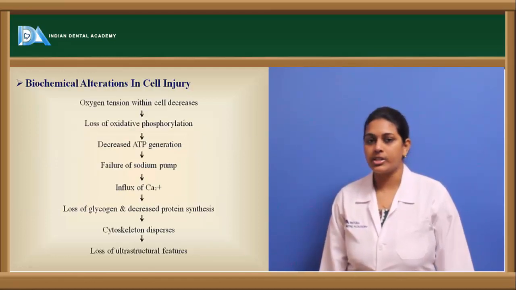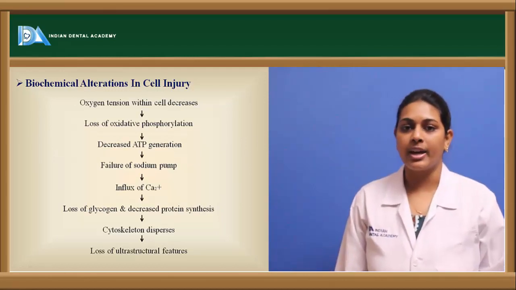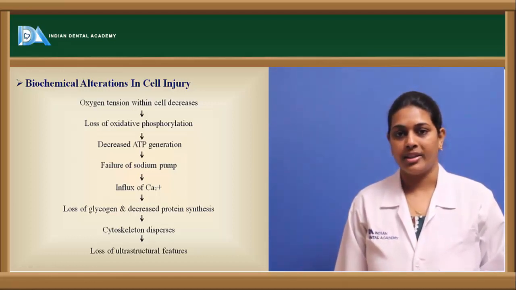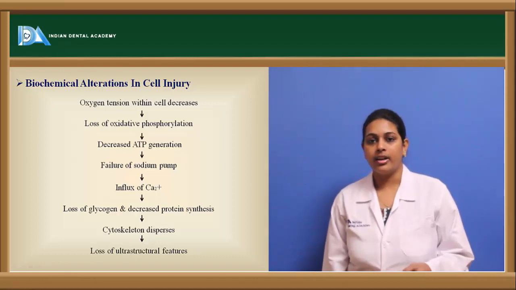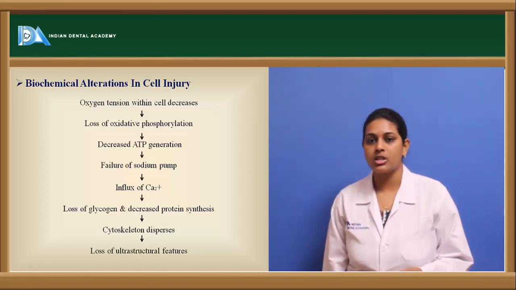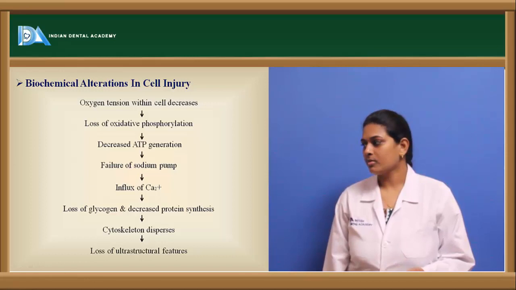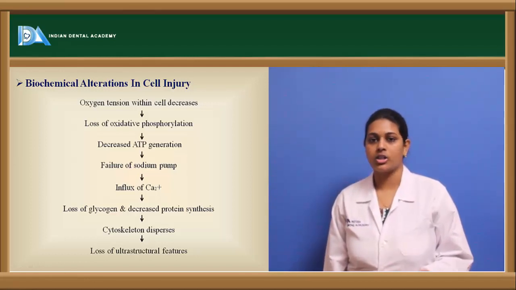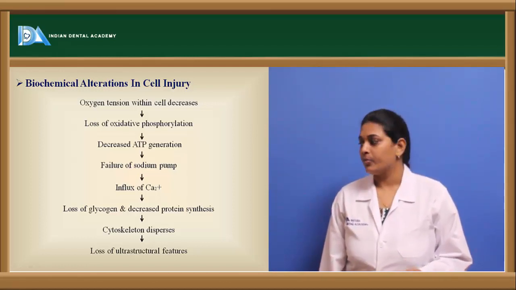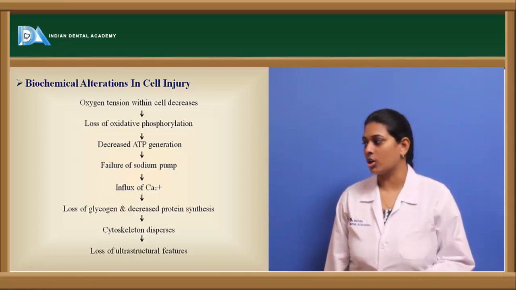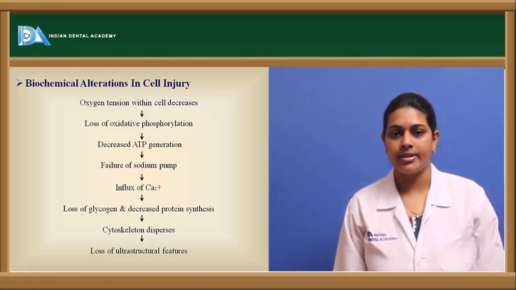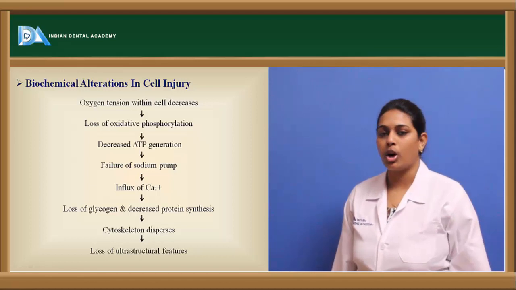Coming to the biochemical alterations in a cell injury, usually we find that when a cell is exposed to an injury, there will be a decrease in the oxygen in that area of the injury. That is, there will be decreased oxygen tension in the area of cell injury, which ultimately causes loss of oxidative phosphorylation, which is a metabolic process where there will be energy production. So there will be loss of this oxidative phosphorylation, which requires the presence of oxygen for this metabolic process to happen. So ultimately there will be a decrease in ATP, because oxidative phosphorylation is a process which provides energy to the body in the form of ATP, that is adenosine triphosphate, so this ATP generation will also be decreased.